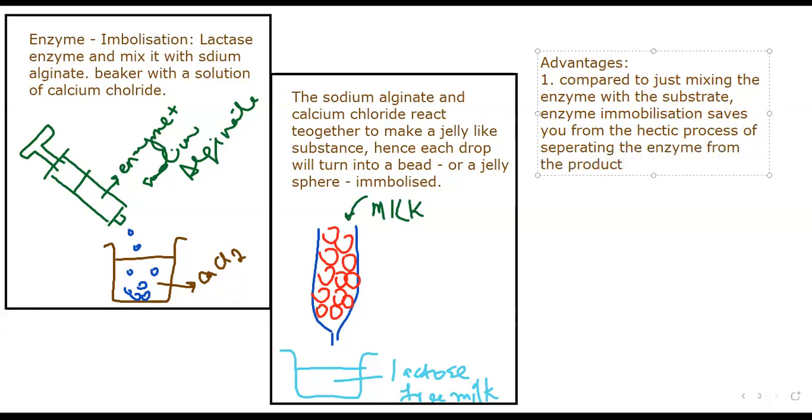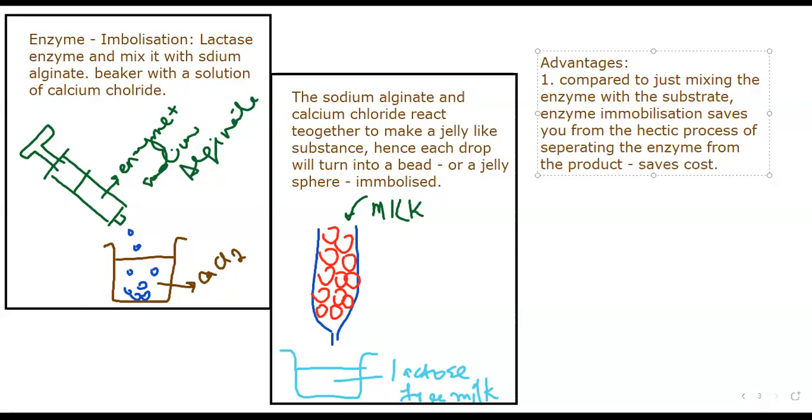So if I just mix the enzyme with the milk, after that, how will I separate out the enzyme? I will have to give the milk as it is to the poor people. And there's no harm in that, except for the fact that now I need to buy more enzymes. And my business will become really costly. I will end up going broke, right? Because each time I have to buy more and more enzymes. So this helps us in saving the cost of the product.